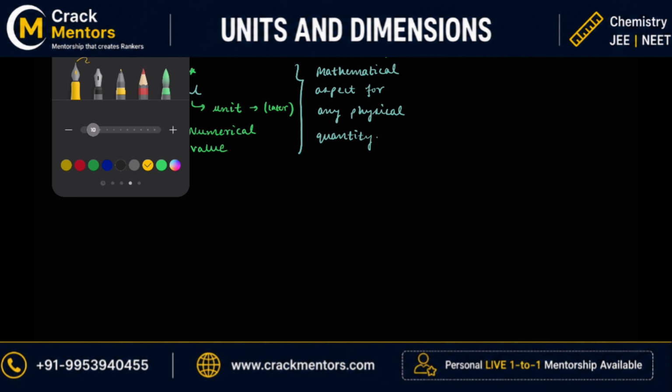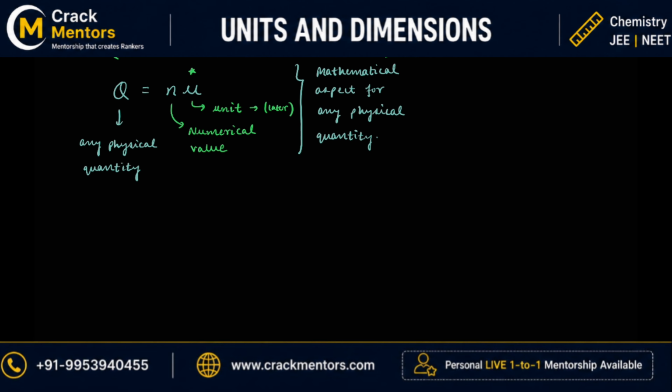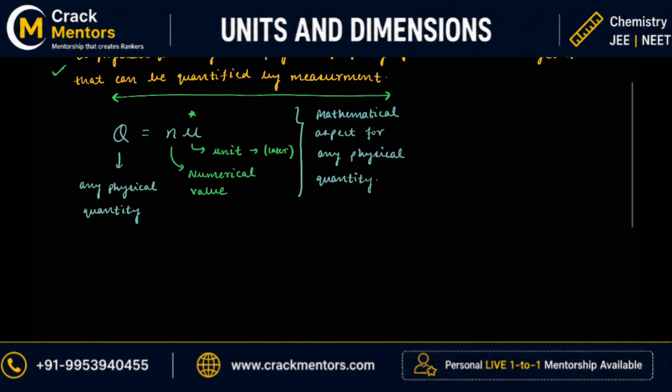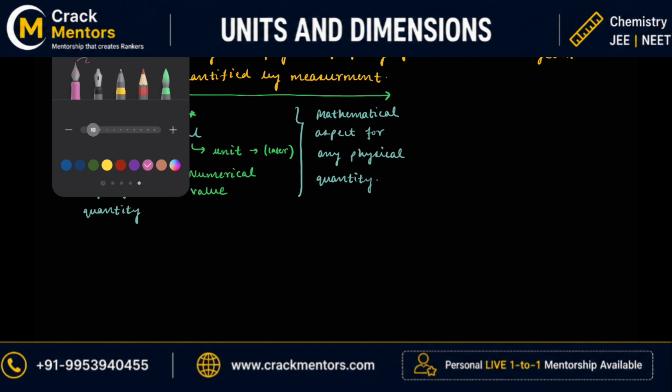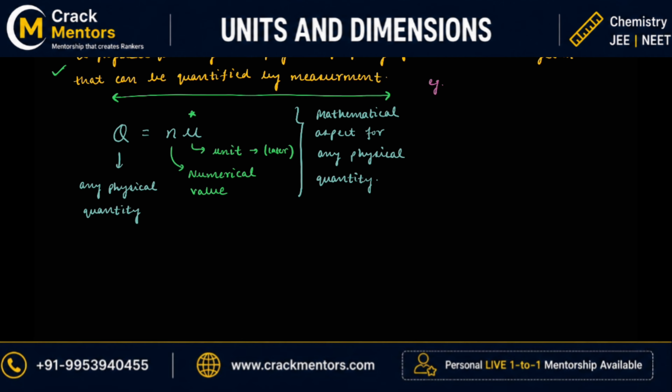Like I said, distance is a physical quantity. So I'm writing examples here. As distance is a physical quantity, say we have two points or two cities or anything, and the distance between them is 10 meters.